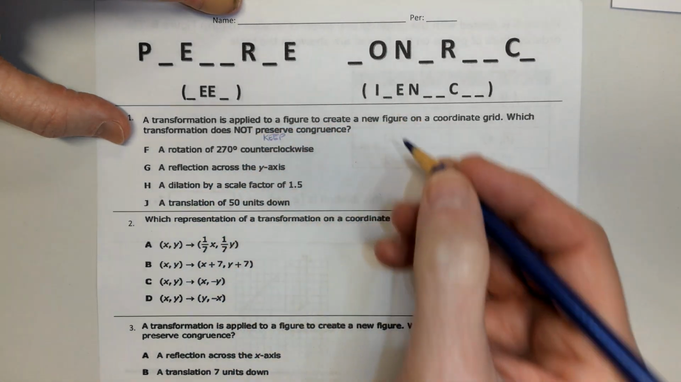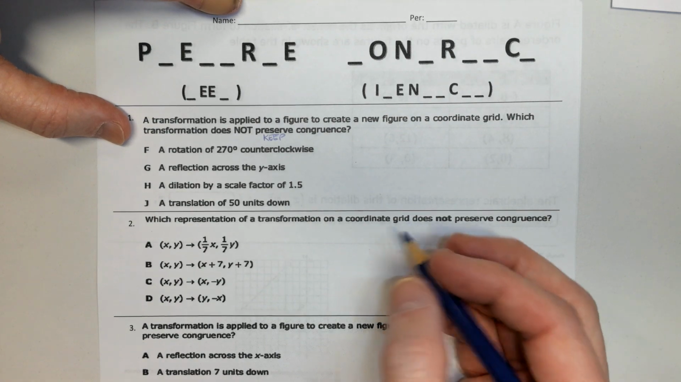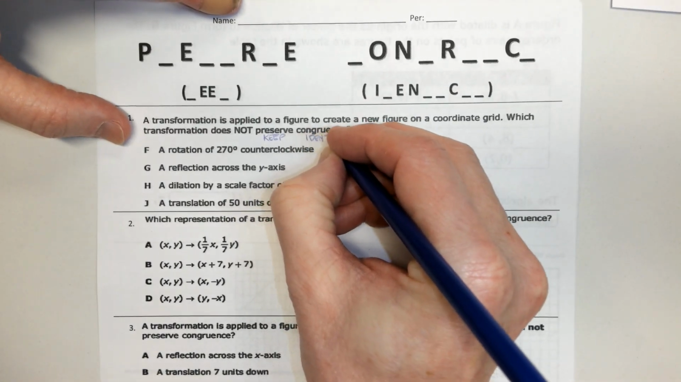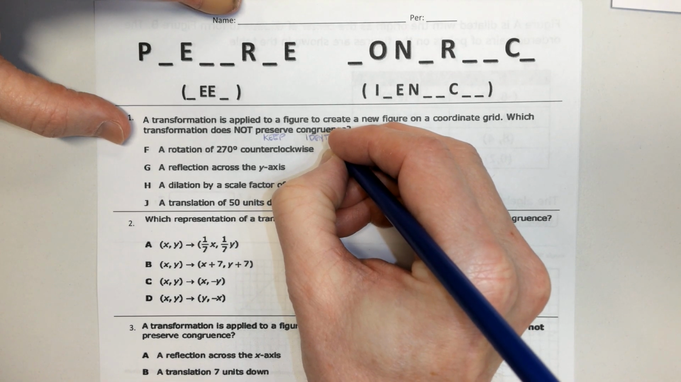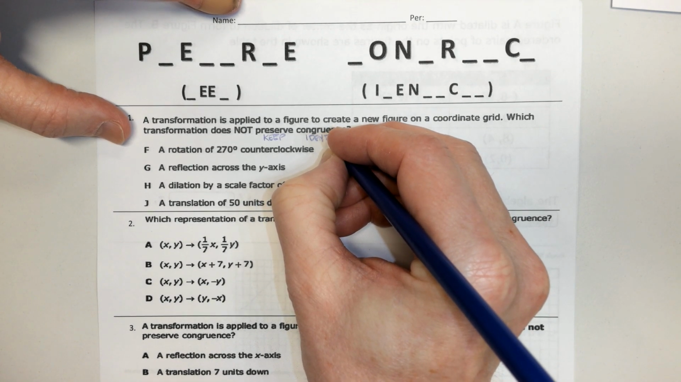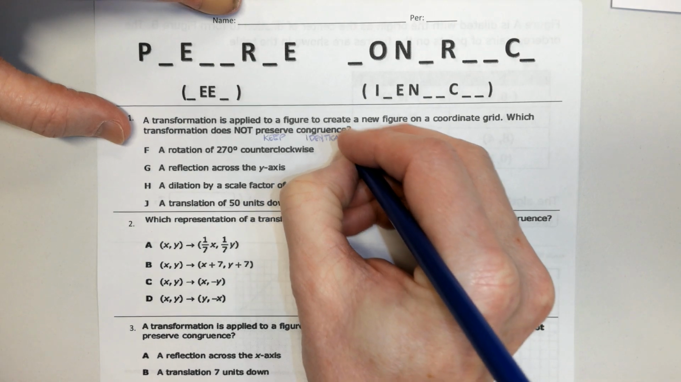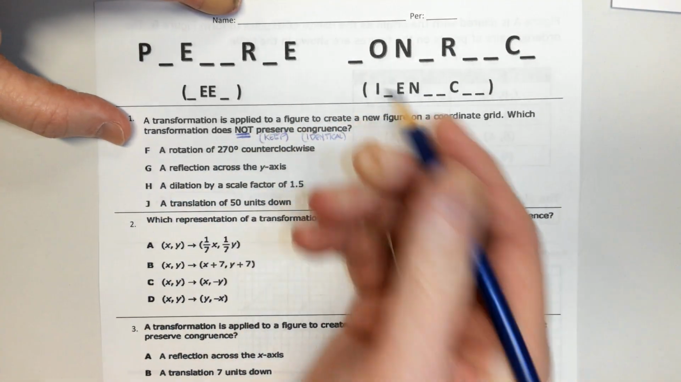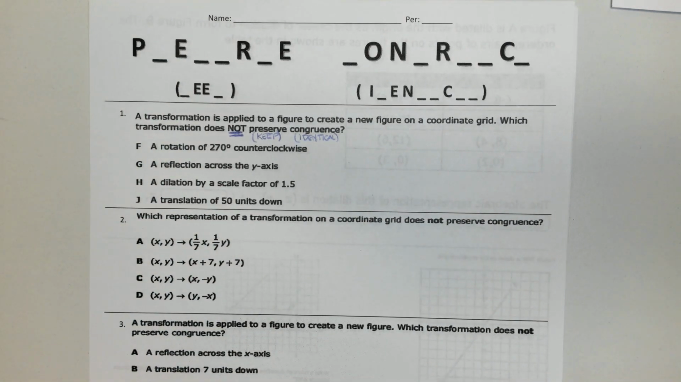food or keep something. Preserve means to keep. Congruent means to keep it identical, same size, same shape. Identical. And of course, this is saying which one does not preserve congruence.